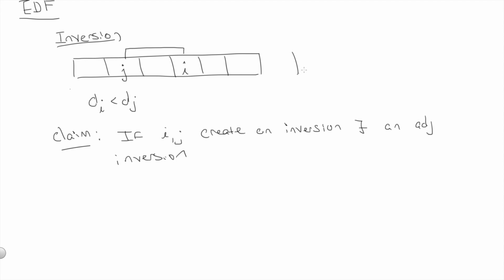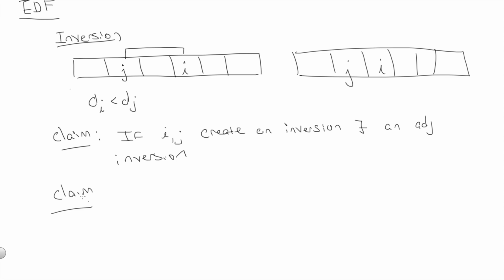So then in that case, let's rewrite the schedule like this. Okay, and we have another claim, which is really a fact. There exists a unique schedule with no inversions. And that schedule is our schedule, the one produced by earliest deadline first.